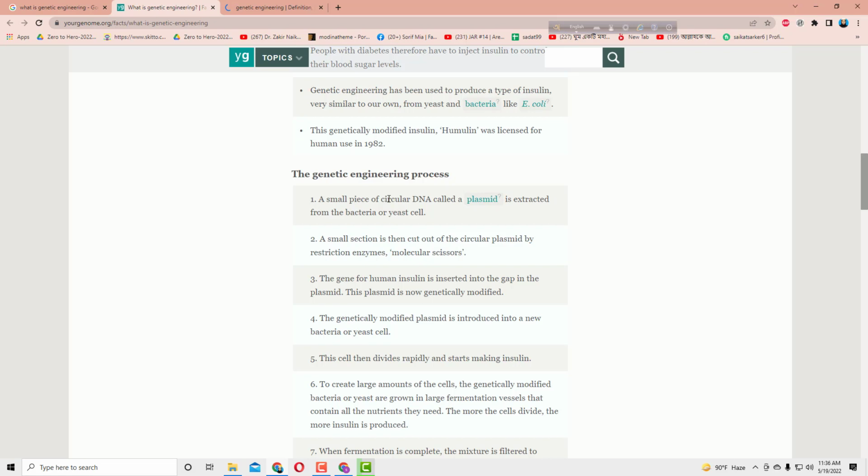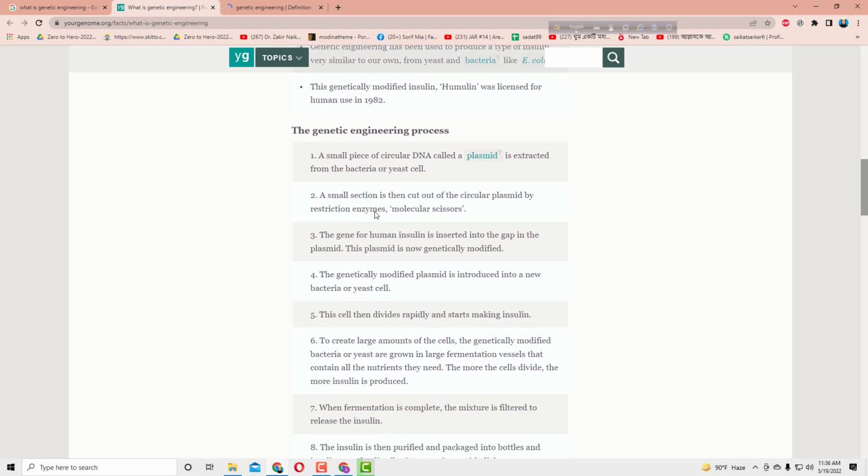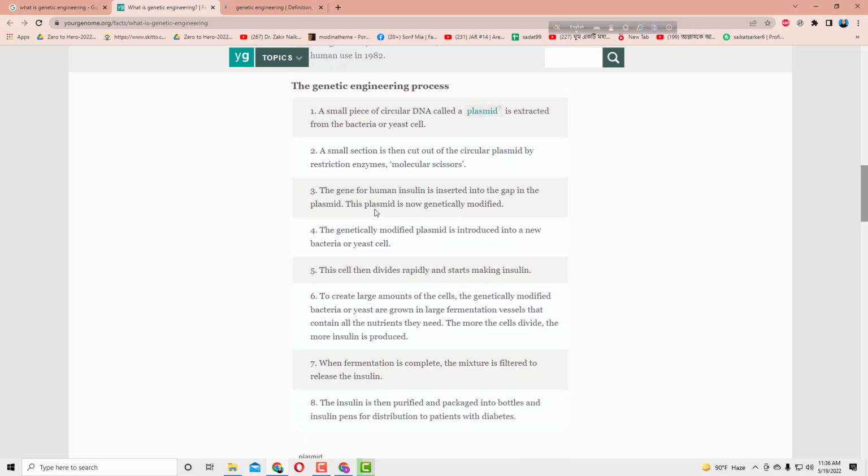In the genetic engineering process, a small piece of circular DNA called a plasmid is extracted from the bacterium or yeast cell. A small section is then cut out of the circular plasmid by a restriction enzyme, molecular scissors. The gene for human insulin is inserted into the gap in the plasmid. This plasmid is now genetically modified.